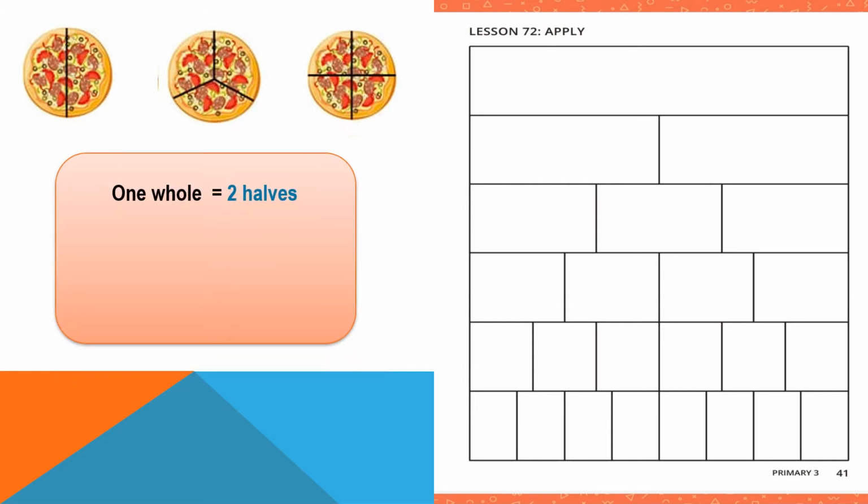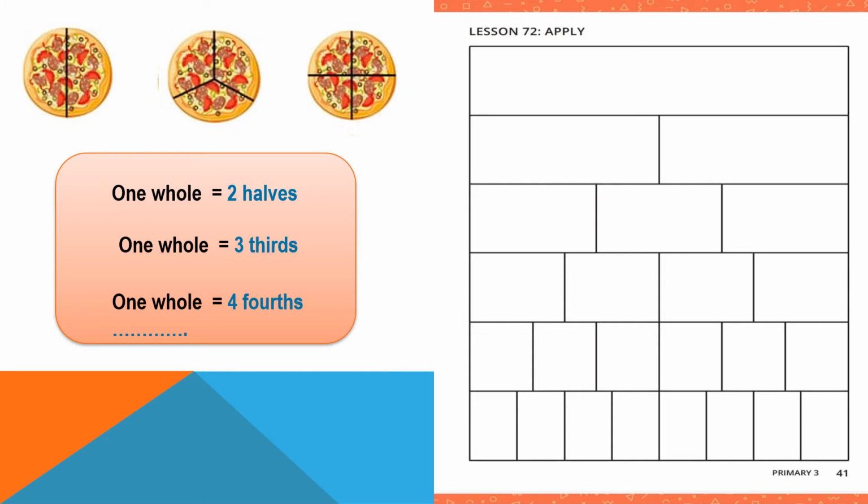So the one whole contains 2 halves, as we said here. And the same one whole contains 3/3, 4 fourths, and so on. So how many fifths in one whole? 5 fifths, 6 sixths, 7 sevenths, 8 eighths, right?